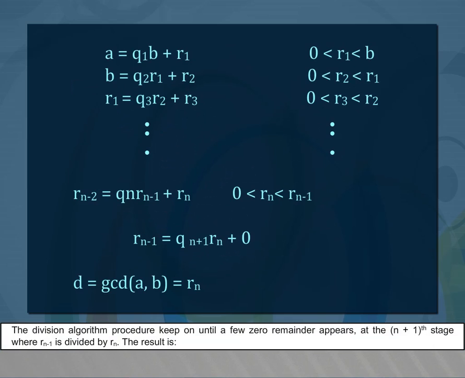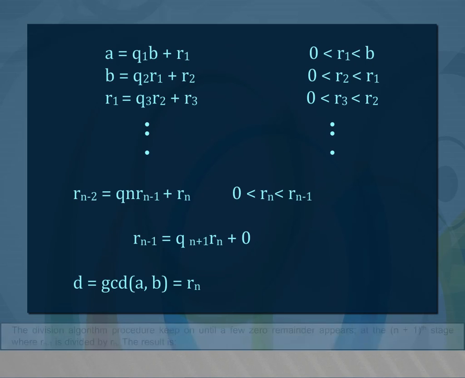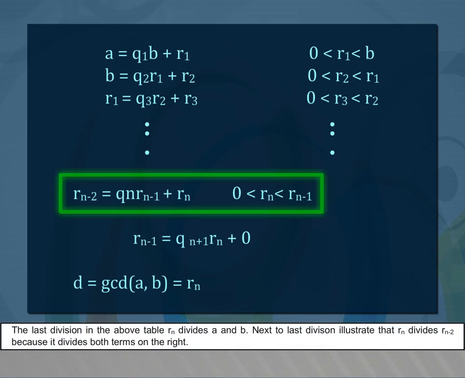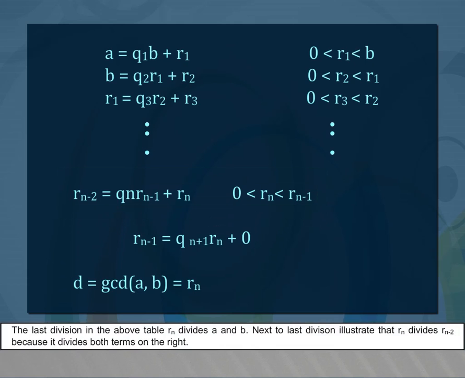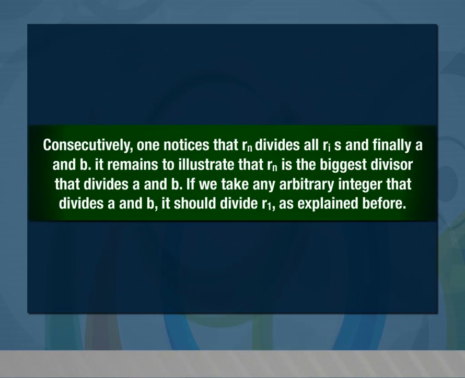The division algorithm procedure keeps on until a zero remainder appears at the n plus 1th stage, where Rn minus 1 is divisible by Rn. The result is the last division in the above table. Rn divides a and b. The next to last division illustrates that Rn divides Rn minus 2, because it divides both terms on the right. Consecutively, one notices that Rn divides all Ri, and finally a and b.